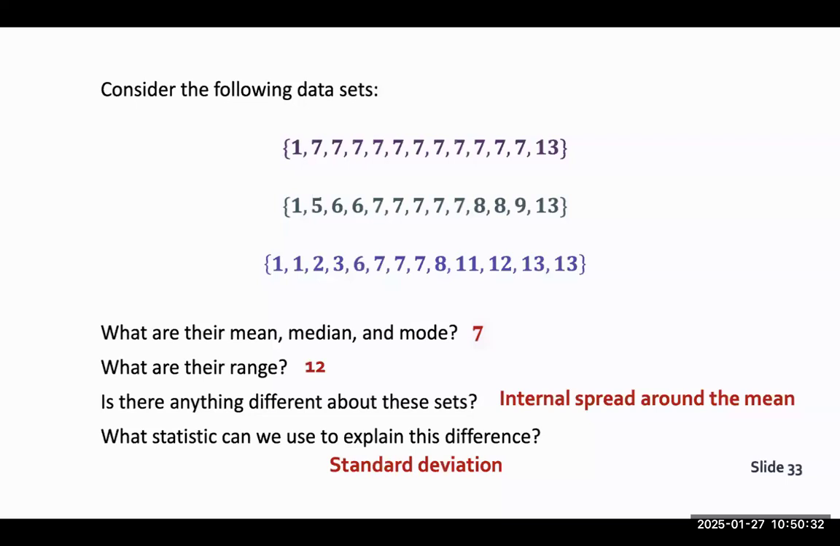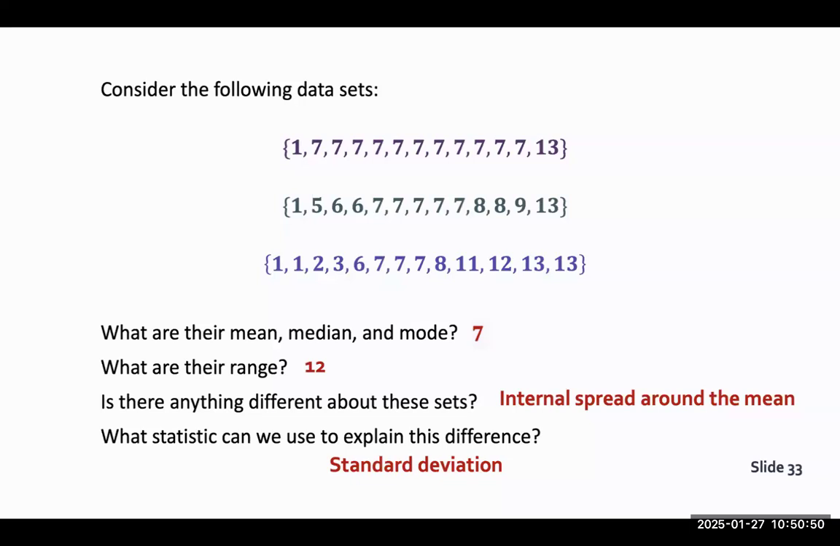We also said that the range for each one of these data sets is 12. And that kind of gives us an idea of how things are spread: the smallest to the largest value, the distance between those values. But when we look at these data sets, they're quite different.